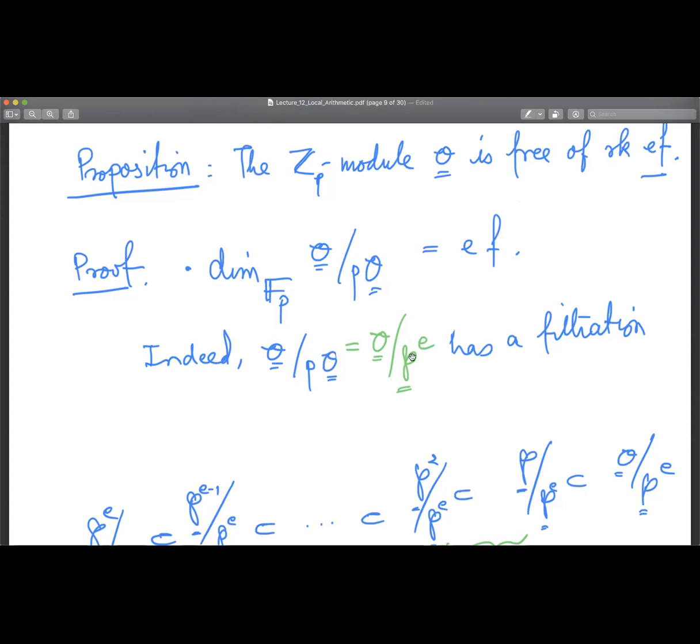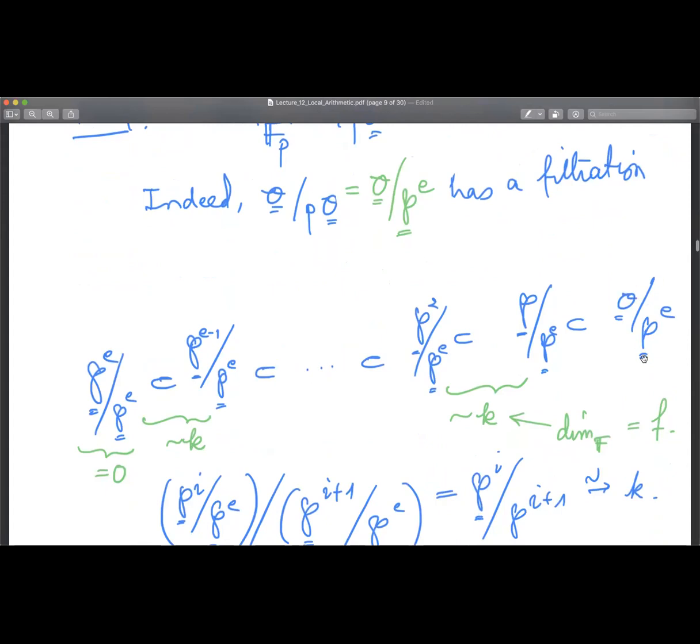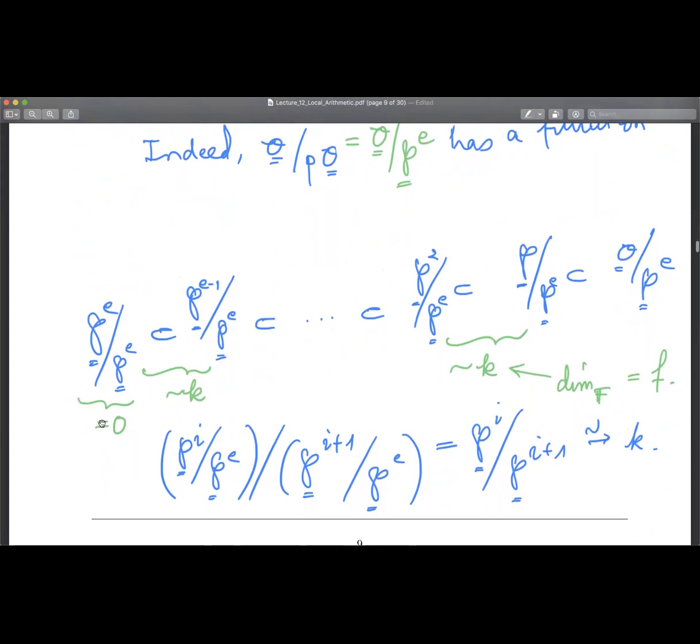So this pO is of course P^e. That's more or less the definition of this e. Now this has a filtration. You have O modulo P^e, which contains P modulo P^e, which contains P squared modulo P^e, and so on, all the way up to P^e modulo P^e, which is of course equal to 0. And the quotient of P^(e-1) modulo P^e by this previous one is of course isomorphic to the residue field k as an F_p vector space, right?